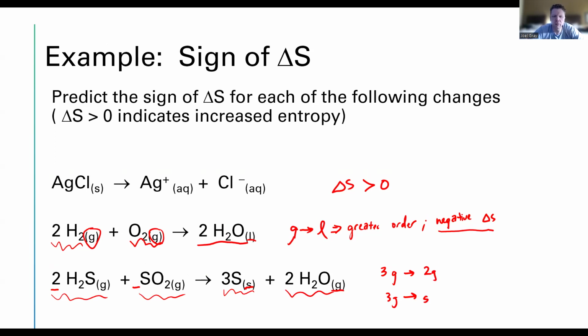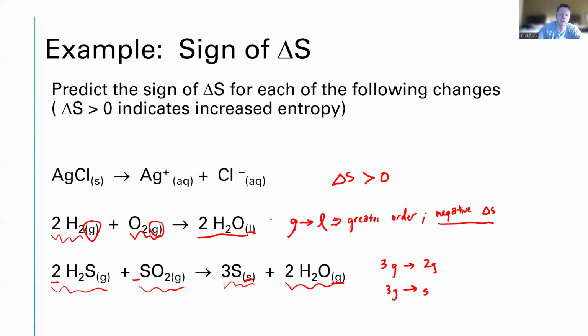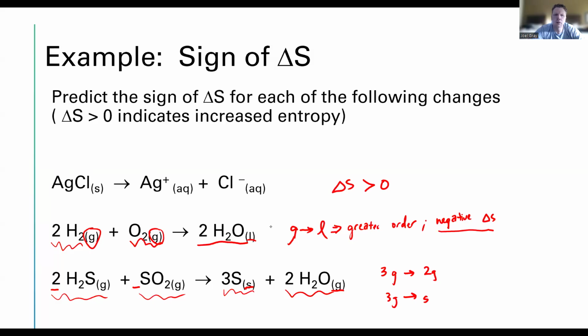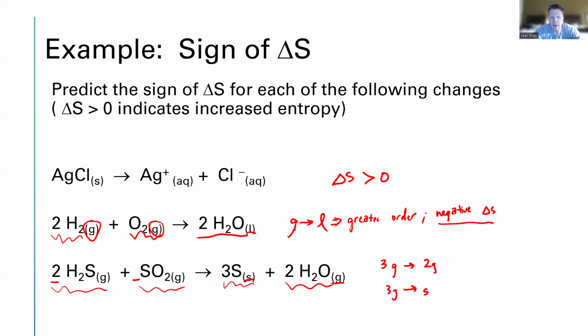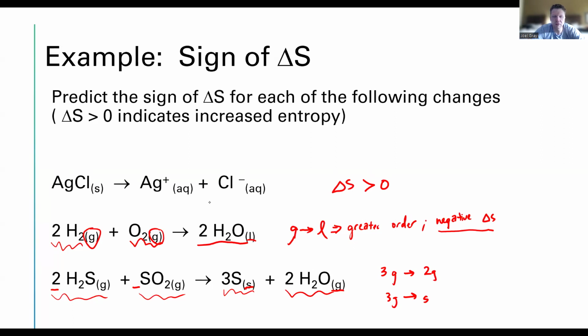Now that last one is a little bit challenging. So we have gaseous hydrogen and oxygen that combine to form that liquid water. This one, like I was saying, is fairly complicated. We've got 3 moles of gas going to 2 moles of gas. We've also got this gas forming a solid. So both of those things kind of suggest that our system is becoming more ordered.